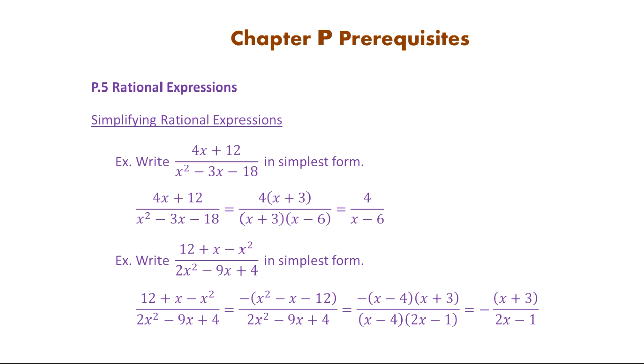And at the top, x squared minus x minus 12 is simply factored as x minus 4 and x plus 3. If you multiply negative 4 by 3, you get negative 12. And if you add negative 4 and 3, you get negative 1. Okay, so then we get the common factor of x minus 4 on the top and at the bottom that can be cancelled. So the final answer will be negative x plus 3 over 2x minus 1. All right?